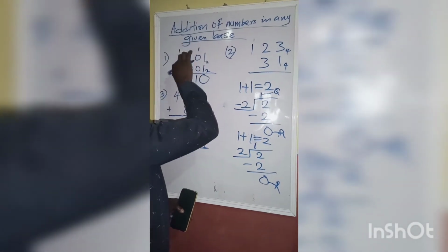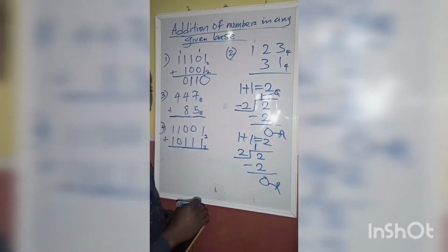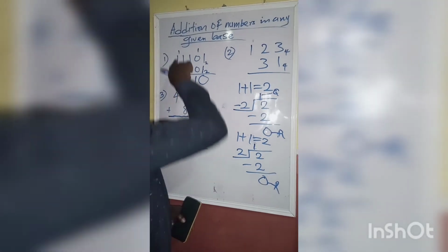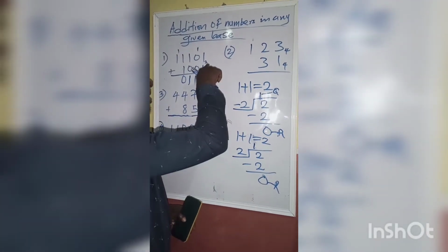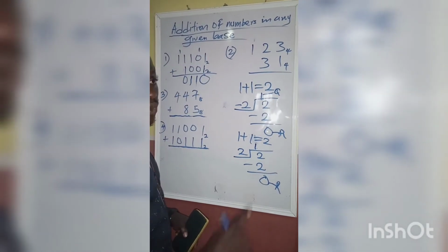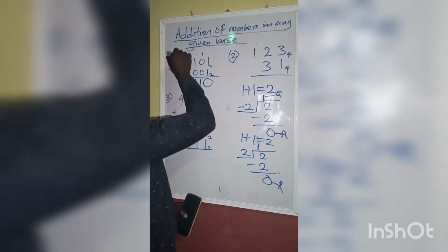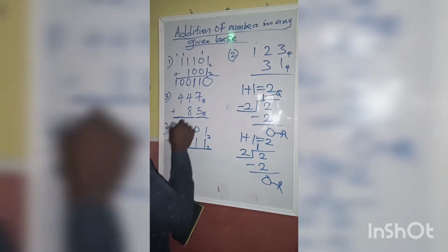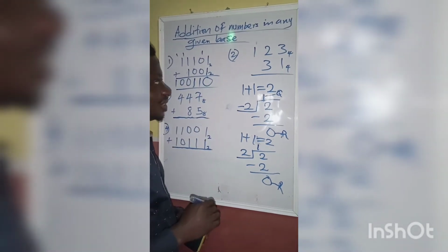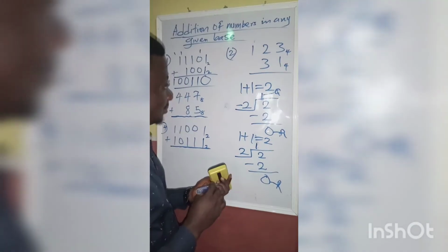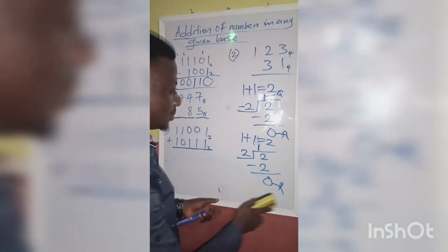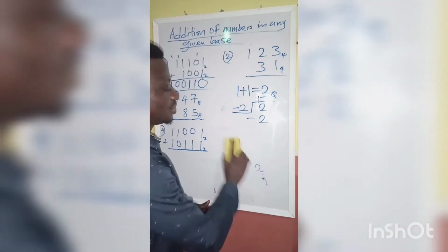Now 1 plus 1, we have 2 again. How many times will the base go into that 2? We have 1. The remainder will still be 0. That 1 remaining here will then be placed here. Is that clear? So let's proceed to the second question. Let me clean this.